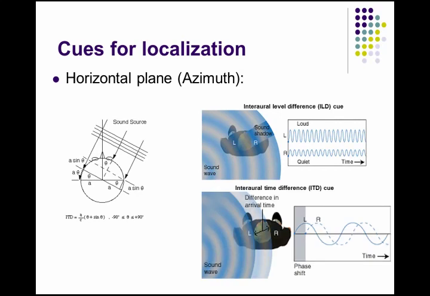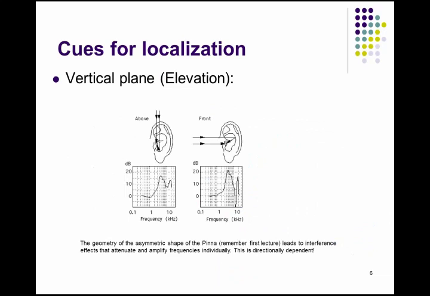Here's the interaural time difference again, the ITD. So it arrives at the left ear first and then the right ear, so you've got a phase shift in between. Amplitude shift, then a phase shift. Okay. Now that tells you everything you need to know about the sound in the horizontal plane.